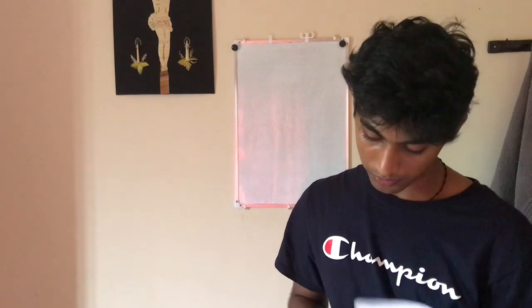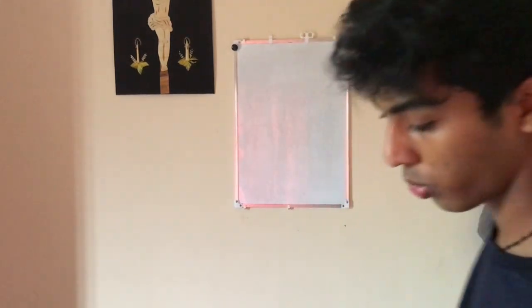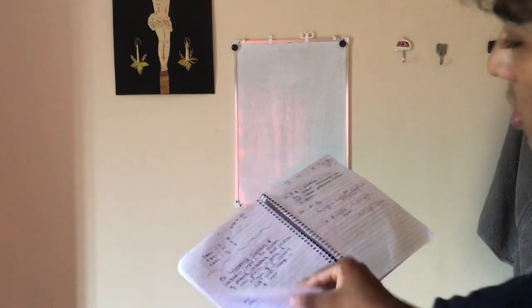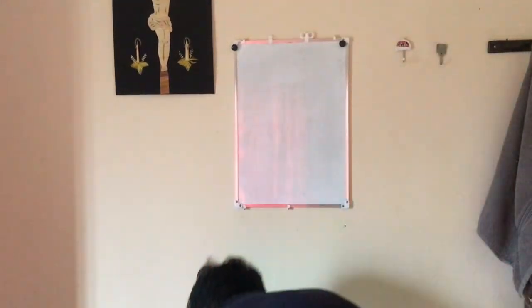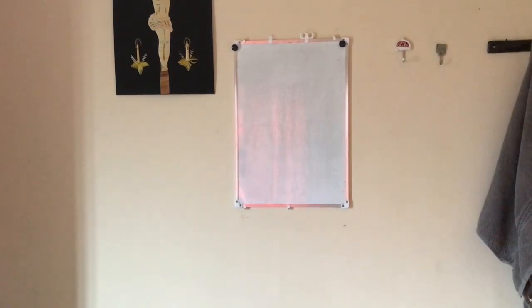Everyone take your notebook and write the chapter's name. Let me just get my short notes. If you don't know what I'm doing, I'm taking short notes. This is where I write all the short notes and everything. Okay, so dual nature of radiation and matter, very easy chapter. I'll do it in 20 minutes.